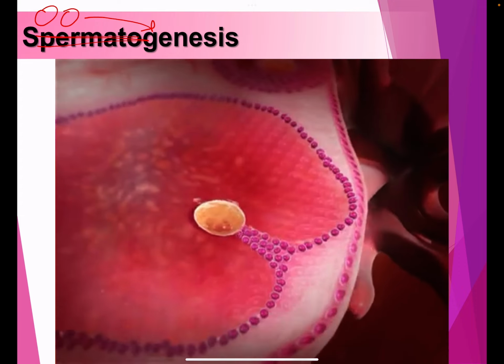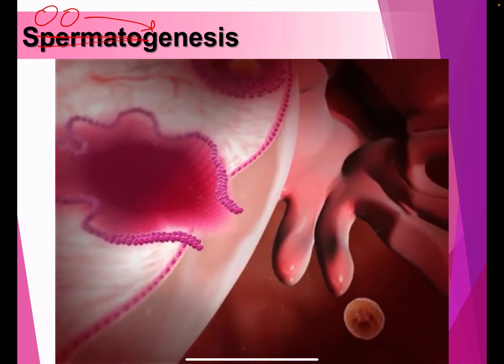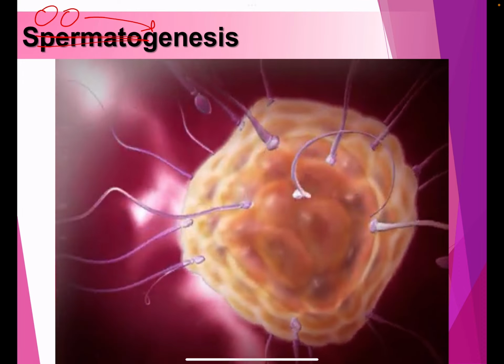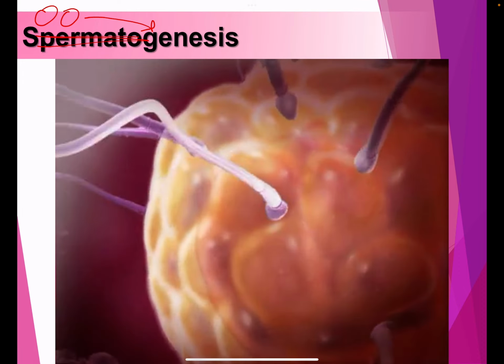Each month, one secondary oocyte is released into the uterine tube. The follicle bursts open. Meiosis 2 is completed when the oocyte is fertilized, and the resulting ovum can develop into a zygote.